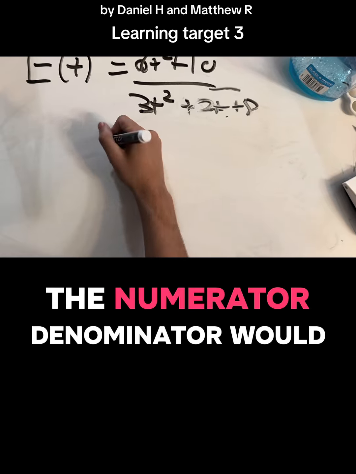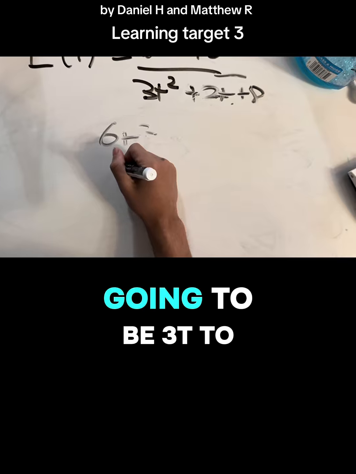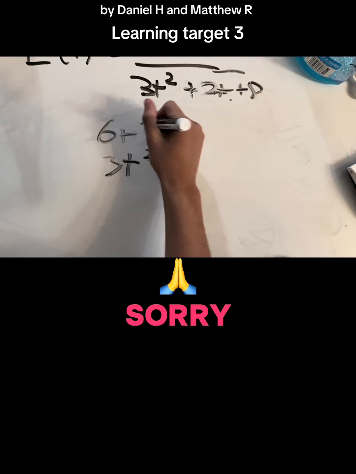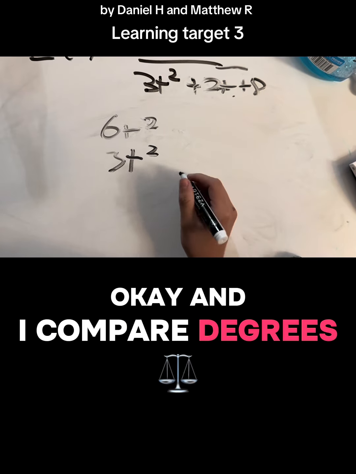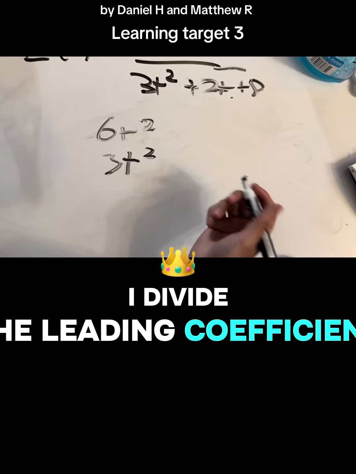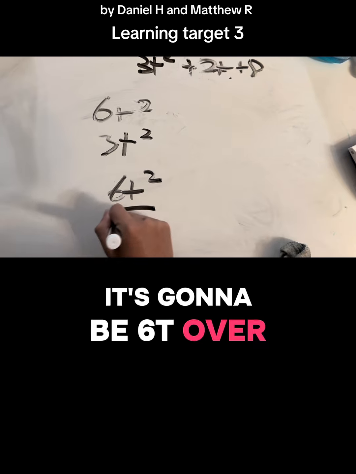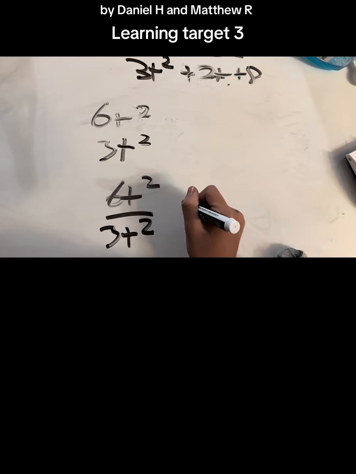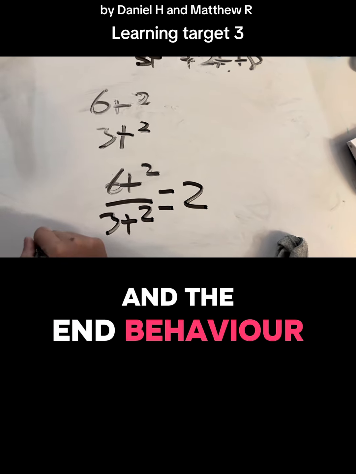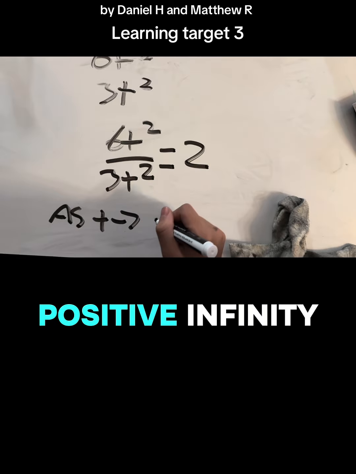The numerator would be 6t squared, and the denominator is going to be 3t squared. Okay, and I compare the degrees, which are both 2, as you can see. Since the degrees are equal, I divide the leading coefficients, and I'll show you how we do that. It's going to be 6t squared over 3t squared, which equals 2.